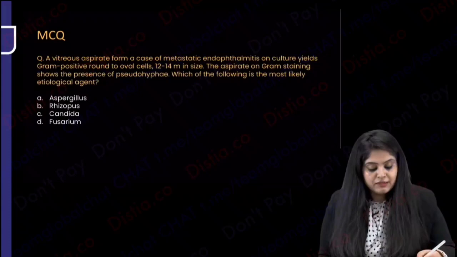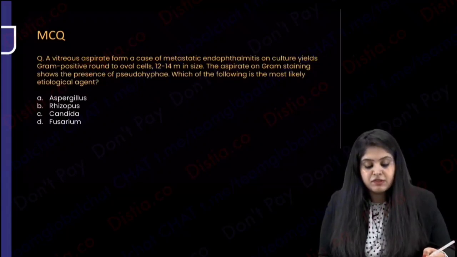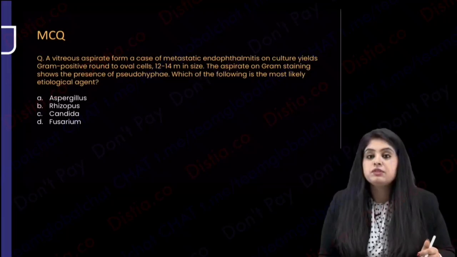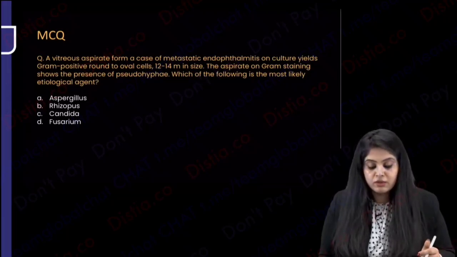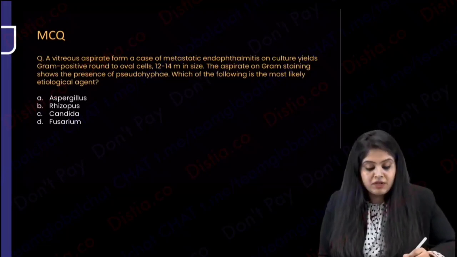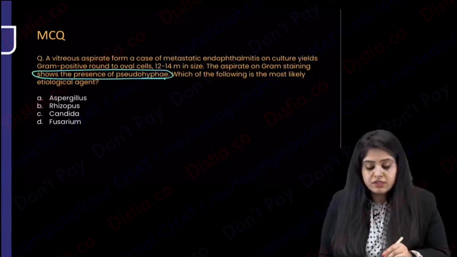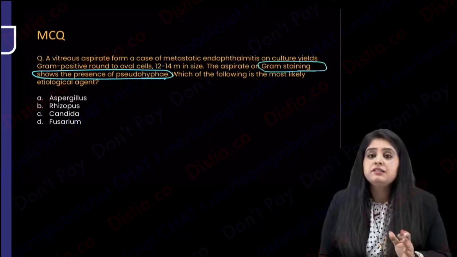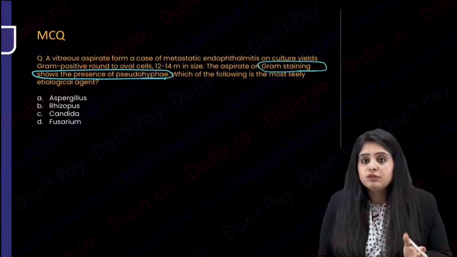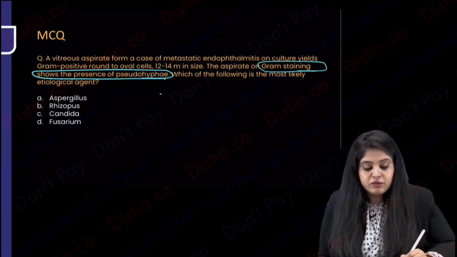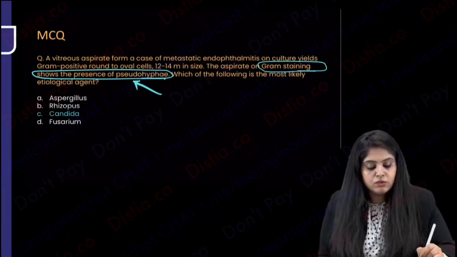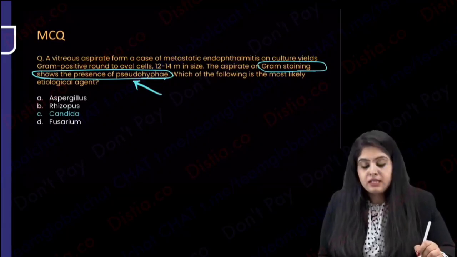Moving on to the next one, let's read it. Guys, here we have a vitreous aspirate from a case of endophthalmitis. Sounds to be a major case. Gram-positive oval cells, 12 to 14 microns in size. There is presence of pseudohyphae on gram staining. So the first thing that I told you in this lecture was that when you're dealing with gram staining, don't just think of bacteria. Gram staining is something that can come in fungal organisms also, right? So yes, and when I'm seeing pseudohyphae, the only one that has to come to my mind is Candida. Pseudohyphae definitely going to be Candida.